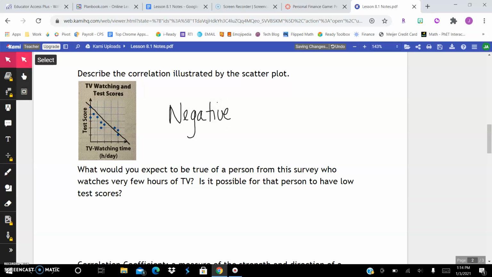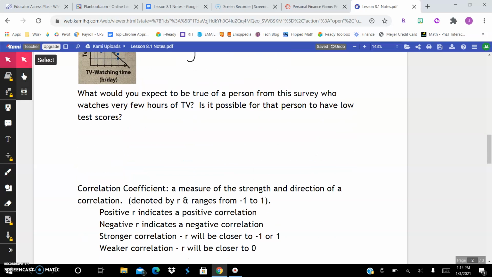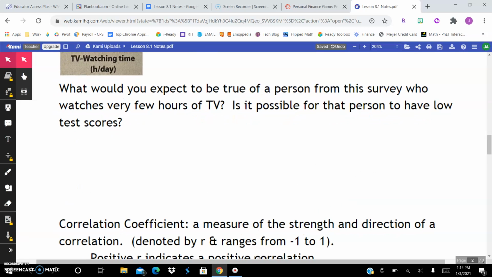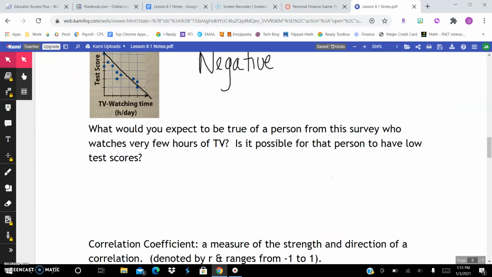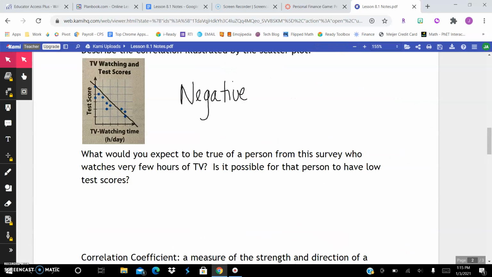Now, for our next example, we don't have a graph to look at. We have to kind of either visualize our own or actually write out our own. It says, what would you expect to be true of a person from the survey who watches very few hours of TV? Is it possible for that person to have low test scores? Oh, I'm sorry. I didn't know it was the second part here. I didn't read ahead. All right.